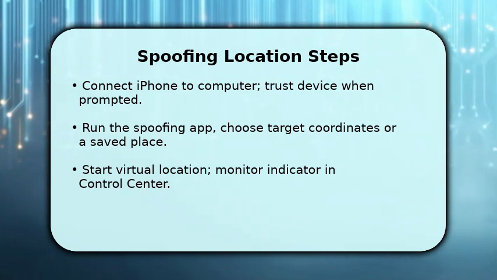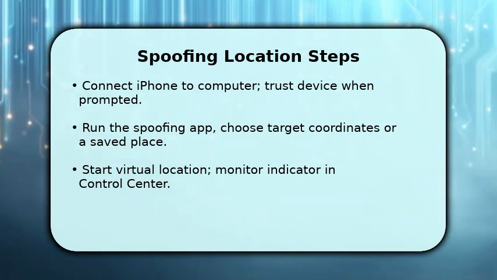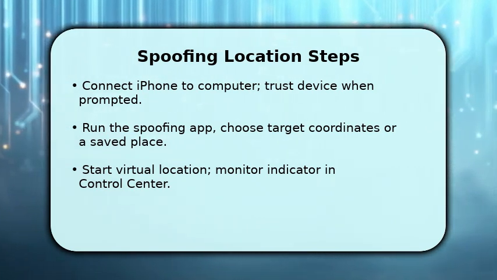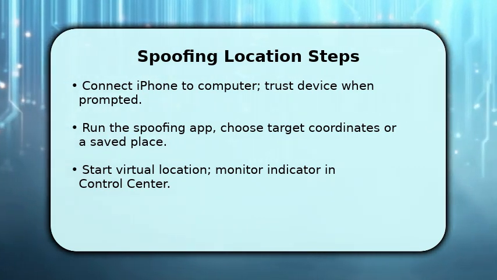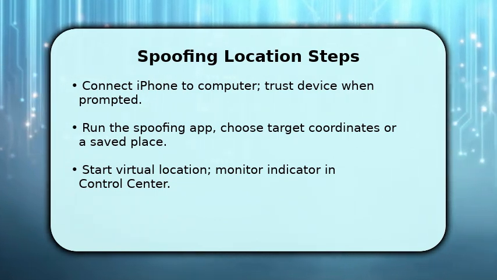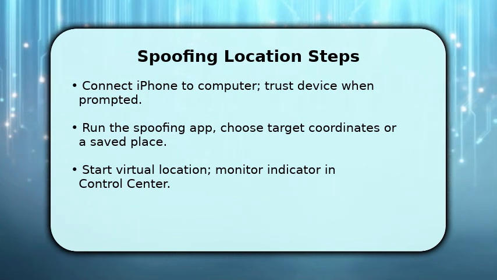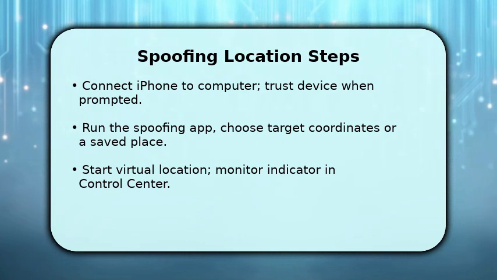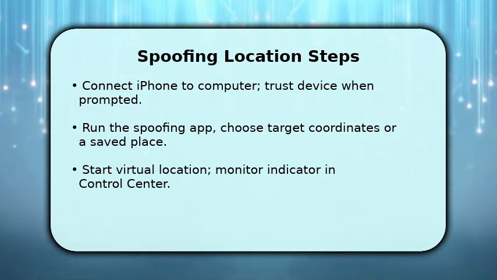Next, open the spoofing app and enter the target coordinates or pick a saved place. Precision matters, so use decimal degrees for accuracy. Then start the virtual location session and watch Control Center for the blue location indicator. Make sure to keep the connection stable. If the indicator blinks or changes, stop and reapply the virtual fix to avoid mixed signals.